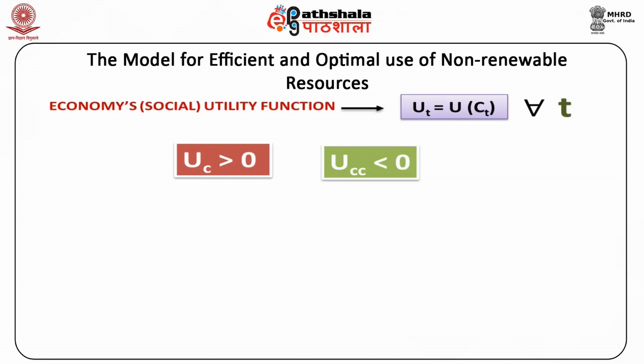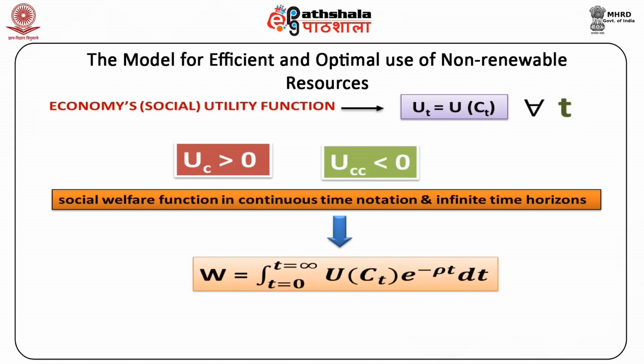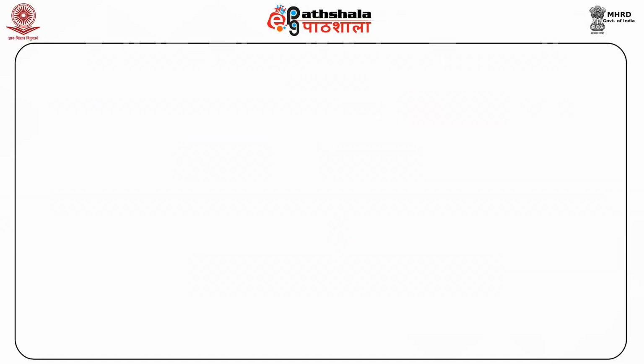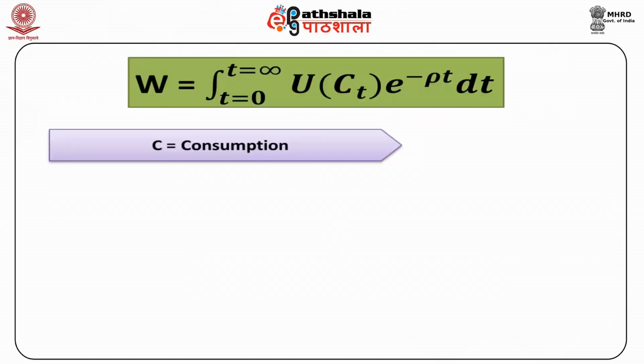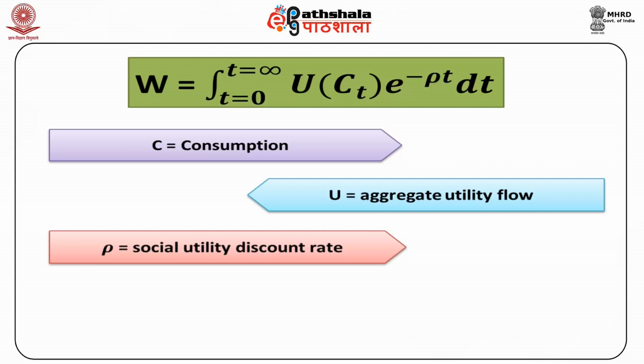Then the economy's intertemporal social welfare function in continuous time notation and infinite time horizon will be represented as W equal to the integral of U(C) e raised to the power minus rho t, where t goes from 0 to infinity. Here, C is equal to consumption, U is equal to aggregate utility flow, and rho is equal to the social utility discount rate.